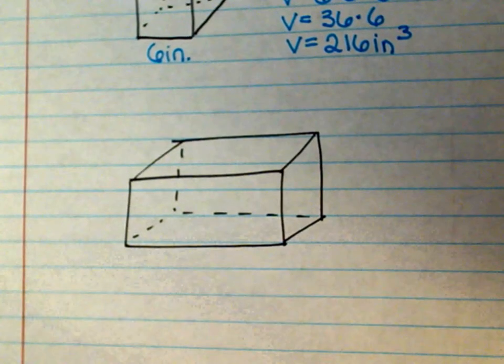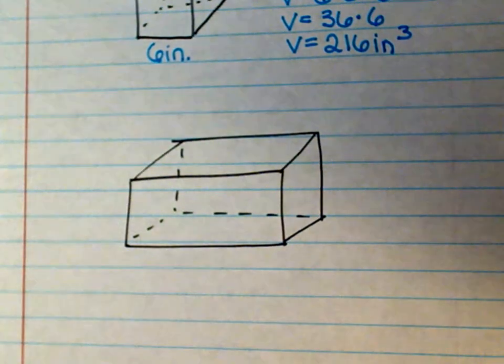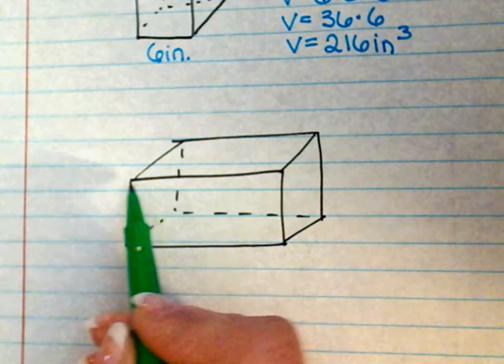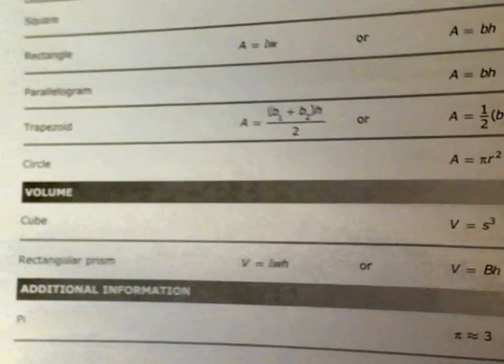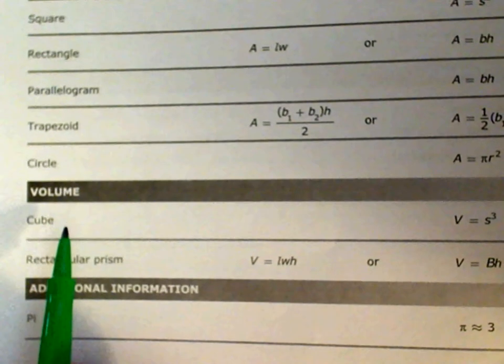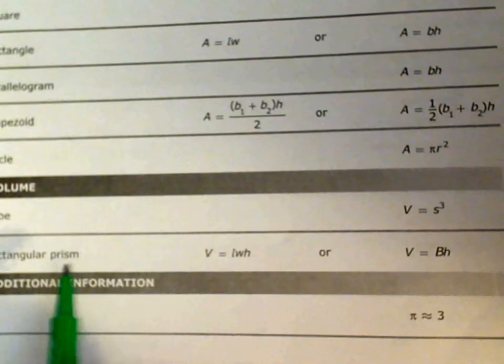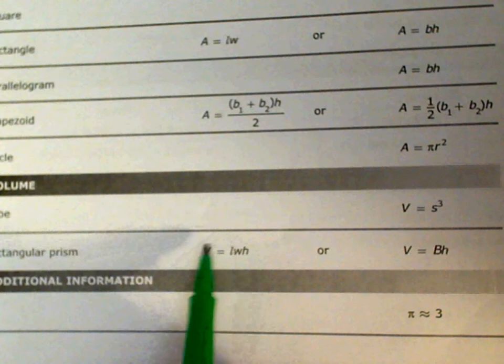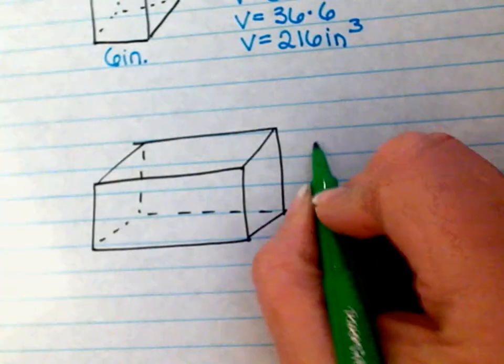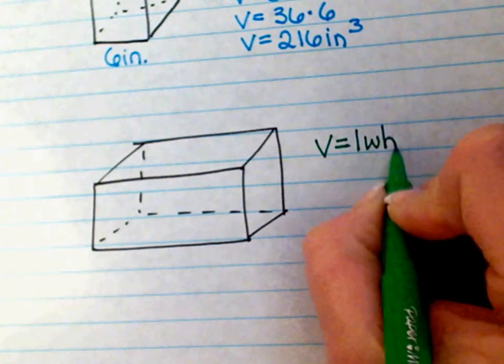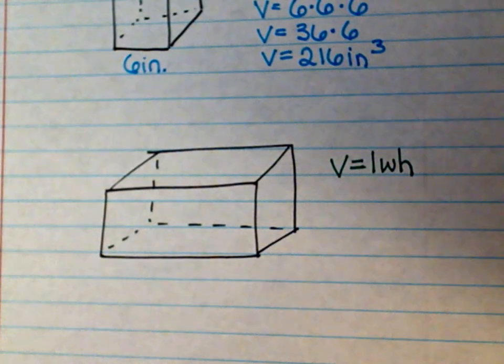Now where that is different is if we're looking at a rectangular prism. If we are looking for the volume of a rectangular prism, notice our sides are not all going to be the same. So there is a different formula. If we look back on our formula sheet, remember we're under volume. Our options were a cube or rectangular prism. Well, this one is a rectangular prism, so I'm going to use V equals LWH, length times width times height. So my formula, V equals LWH, length times width times height.